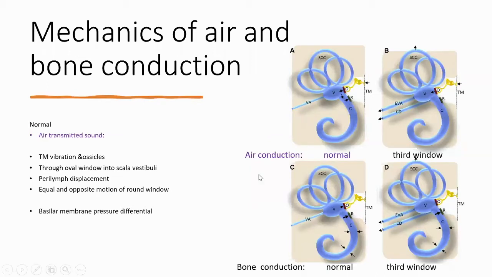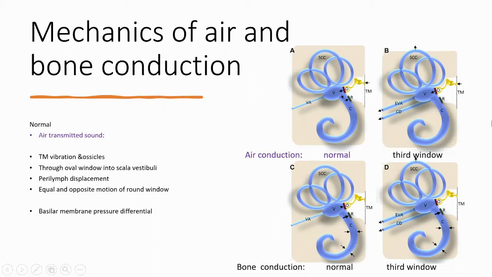Whereas if you look at third window lesions, you see the same sort of process that comes through the ossicular chain into the perilymph. But because you've got these third windows, you get acoustic energy dissipation rather than it being transmitted adequately towards the round window.